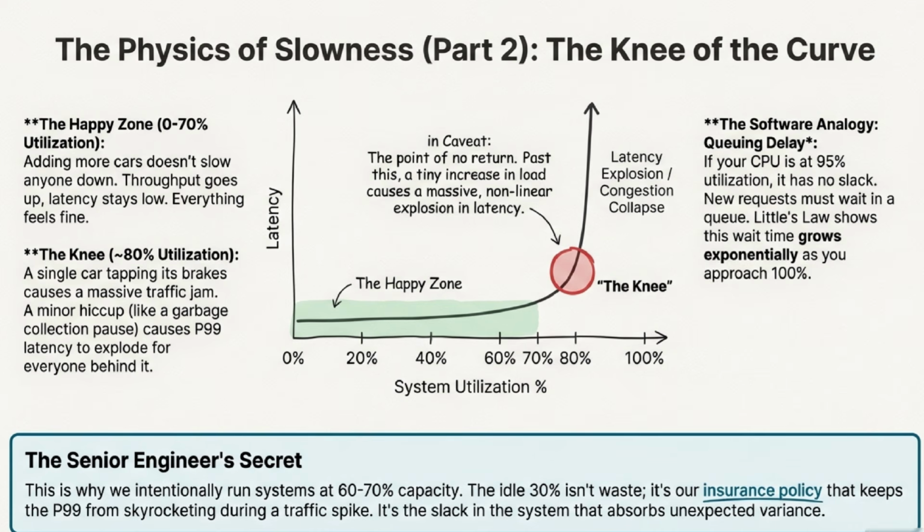We usually throttle or auto-scale at 60% or 70%. We are literally buying low latency by leaving 30% of our hardware idle. It feels wasteful to a junior, but to a senior, that 30% is the insurance policy that keeps the P99 from skyrocketing during a traffic spike. You have to decide, are you building a Ferrari, low latency, or a bus, high throughput? Because trying to build a high throughput Ferrari is how you end up with a system that crashes the moment it gets popular.